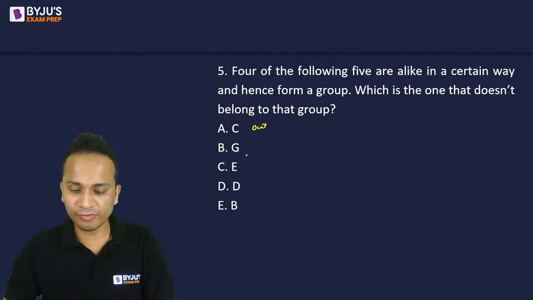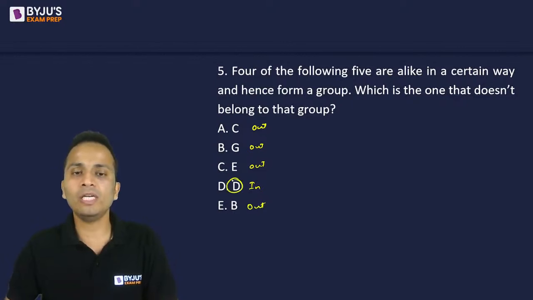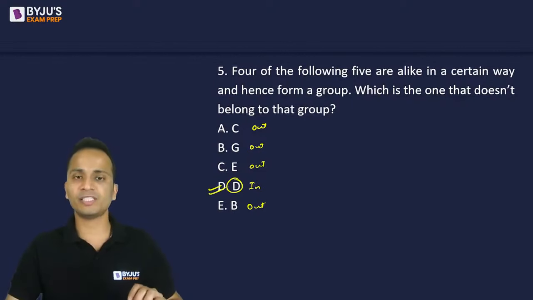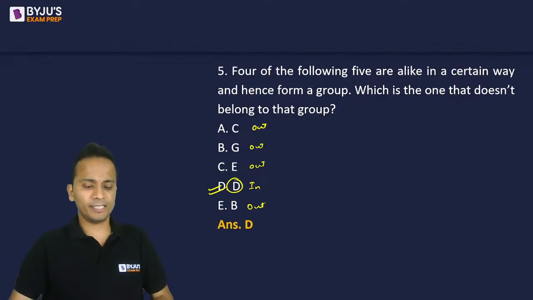Okay. So C is facing outside. G is facing outside. E is facing outside. D is facing inside and B is facing outside. So 4 of these 5 are facing outside and only D, which is option D, is facing inside and hence it will be odd one out. And yes, it is the correct answer.